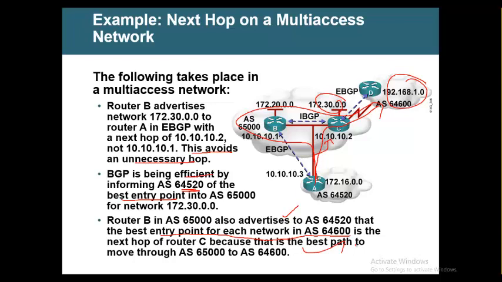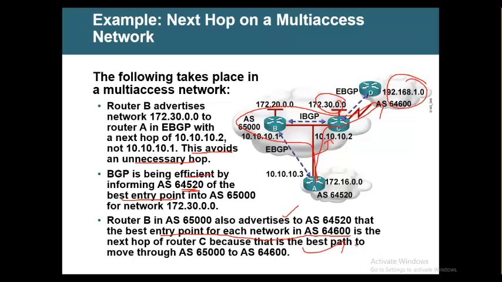So when BGP advertises a network in a layer 2 domain in a multi-access environment, instead of using the neighbor address as the next hop, it will give the best entry point address, because the neighbor address and the entry point address are in the same subnet. This is the smart decision BGP does.